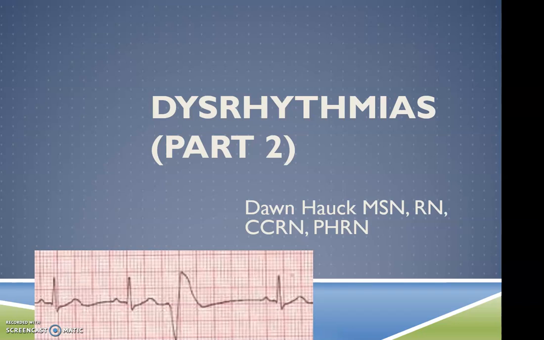This is the second PowerPoint about dysrhythmias. This is the first podcast of this PowerPoint. We've already discussed how to identify the P wave, the QRS complex, and the T wave, how to measure the PR interval, QRS complex, and QT interval, some basic steps in identifying and interpreting a rhythm strip. So let's talk about specific dysrhythmias now, their causes and treatments.